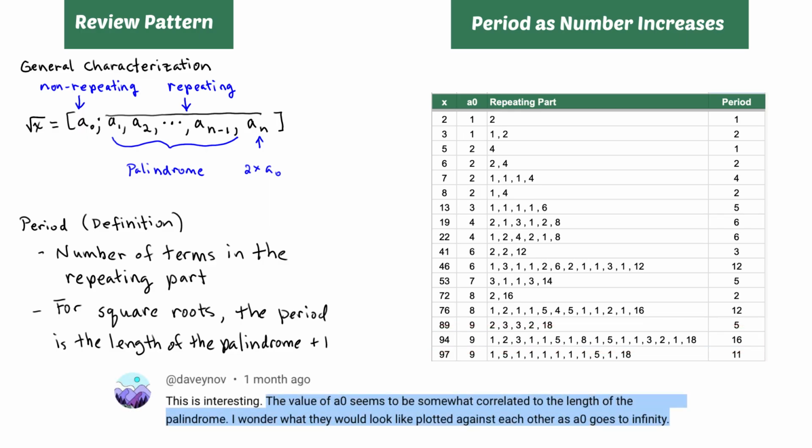A viewer made this comment about that video. "The value of a0 seems to be somewhat correlated to the length of the palindrome. I wonder what they would look like plotted against each other as a0 goes to infinity." Thanks for that comment, Davey Nov. Let's look at some plots.